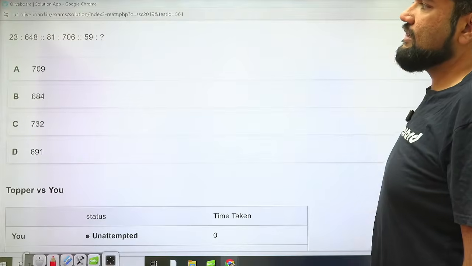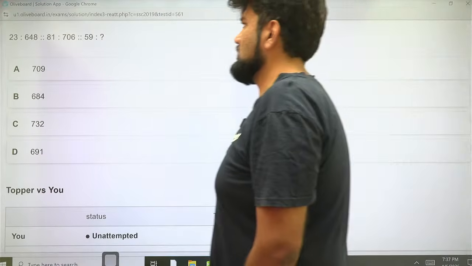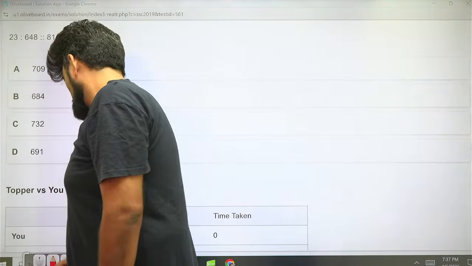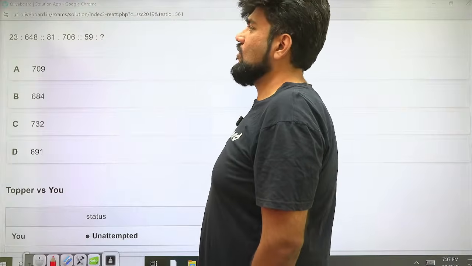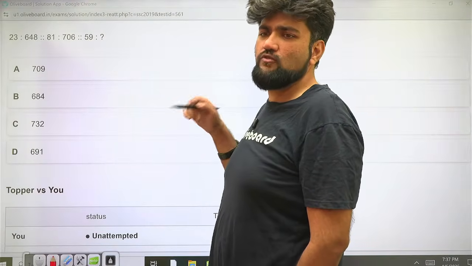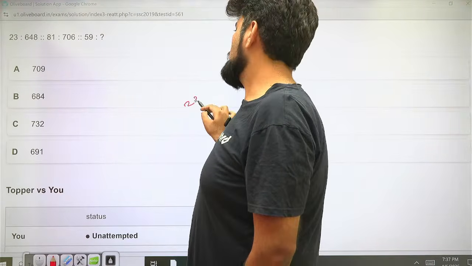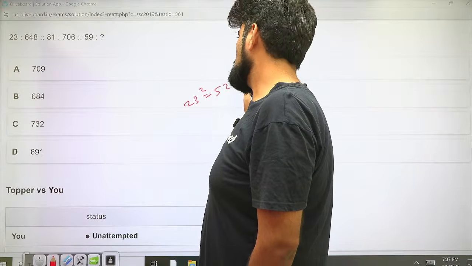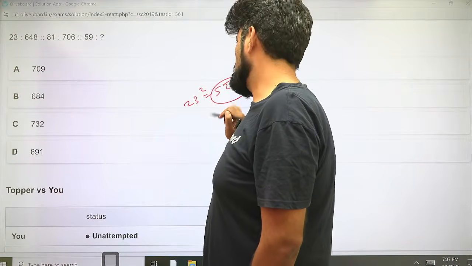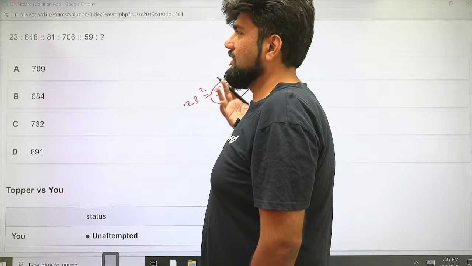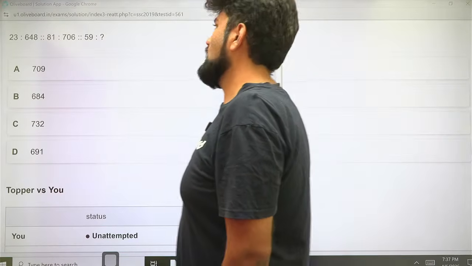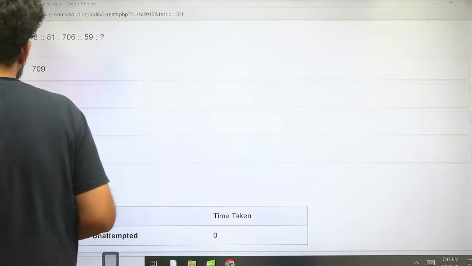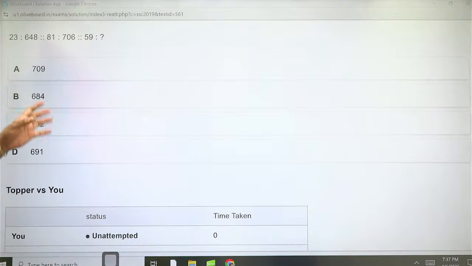Okay. 23, 648. 81, 706. 59, what? What is the common thing which we think about here? We all try to go to their squares. 23 square is 529. Subtract 648. 81 square, then it's going out of bounds. So this is not what is happening. Okay, nothing is being multiplied, nothing is being added. Right? What else can we do?